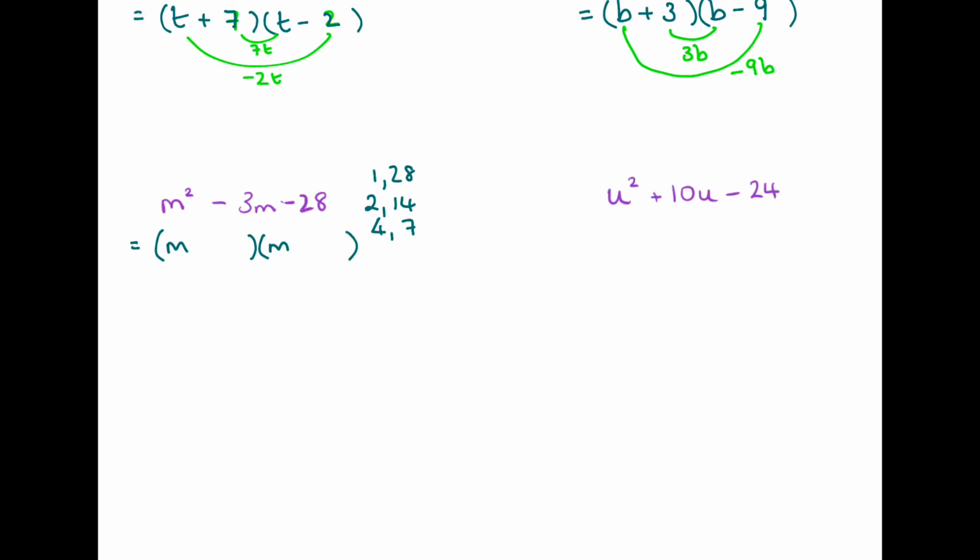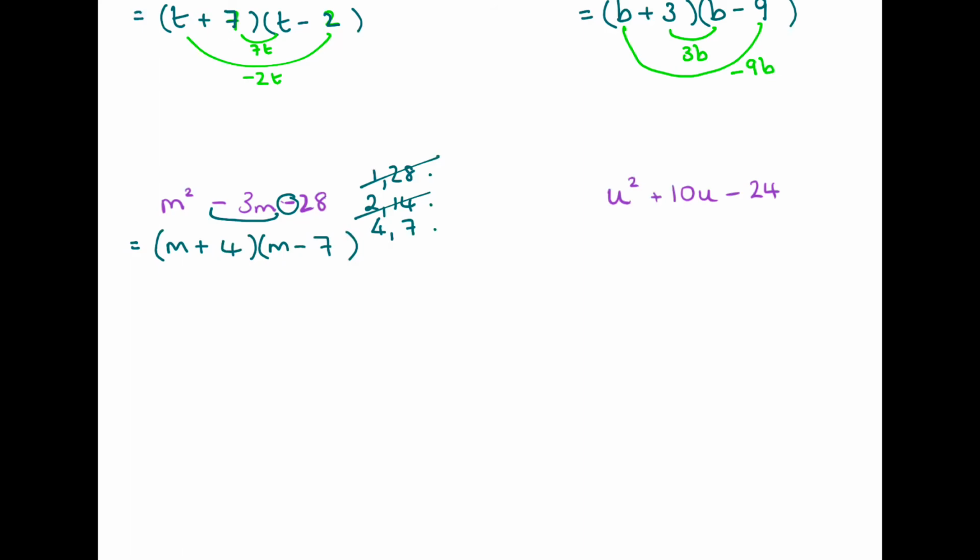And we need to now look at the signs. So this is a minus 28, which means that the signs in the brackets are different. We've got 1 plus and 1 minus. Okay, so then the next stage is going to be to work out which pair of these numbers are going to give us a combination of negative 3. Okay, so we can't make negative 3 out of 1 and 28. We can't make it out of 2 and 14, but we can make it out of 4 and 7. And because our combination has to be negative, then the bigger number goes with the minus sign. So 7 there and 4 there.